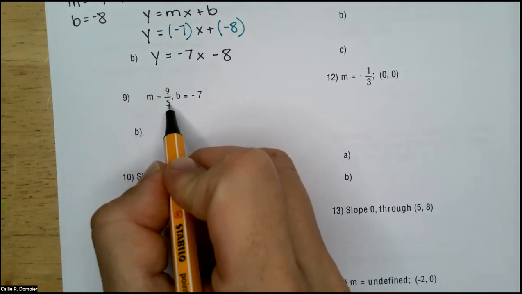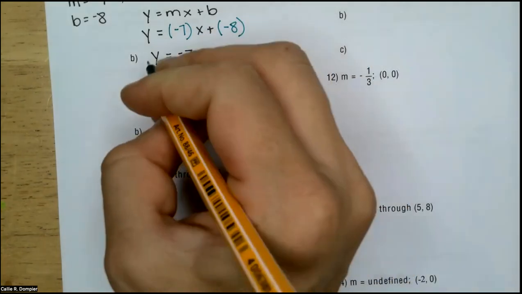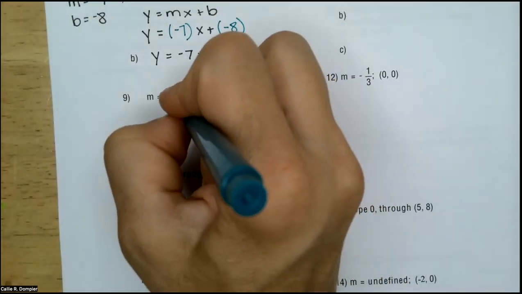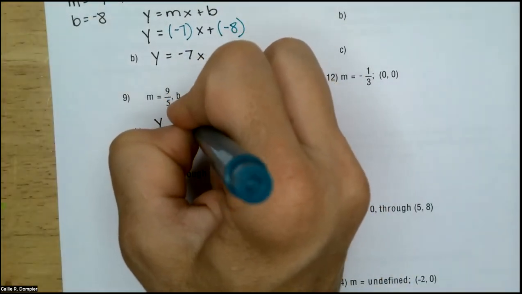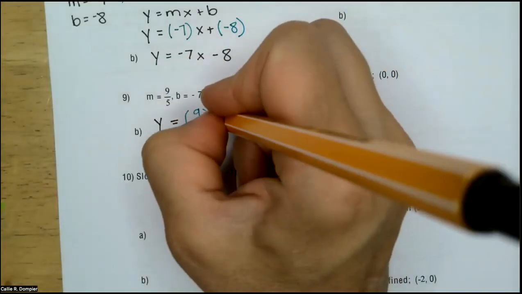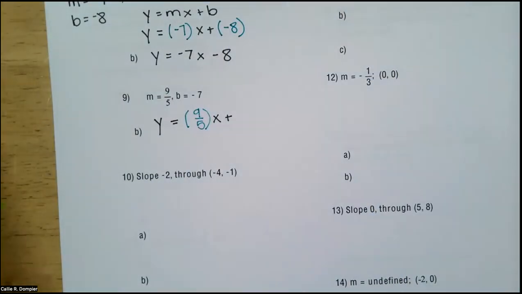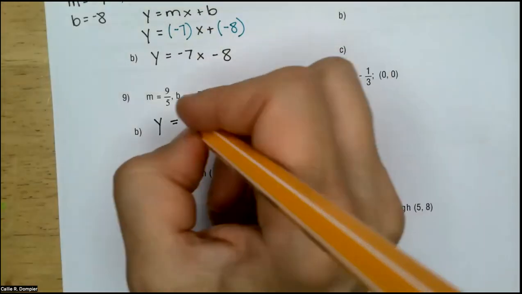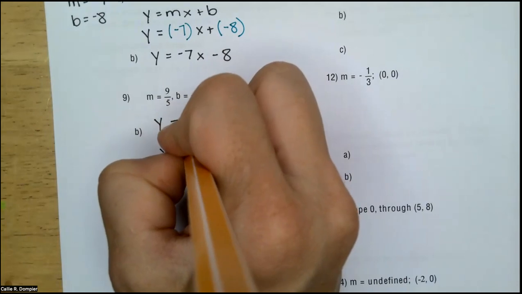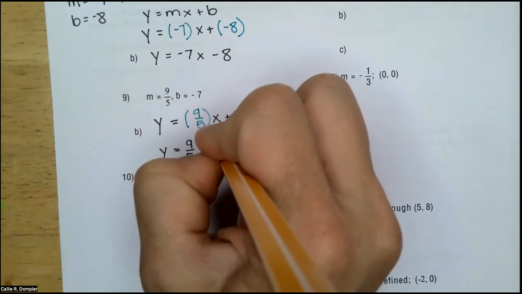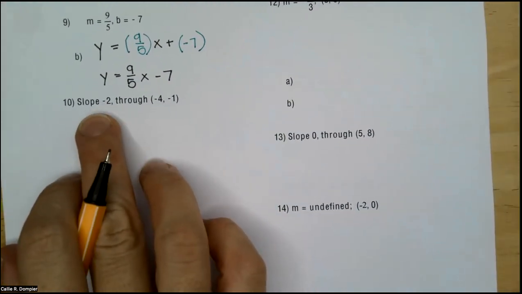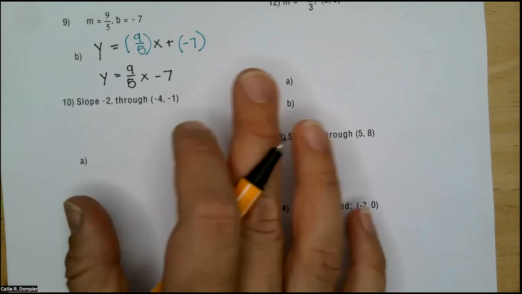The slope is 9/5. The y-intercept is -7. Same thing. Y equals positive 9/5 times x plus -7. Simplify that. Plus -7 means minus 7. Y equals 9/5 x minus 7. Good? Okay. Here we have a slope of -2 through the point -4, -1.